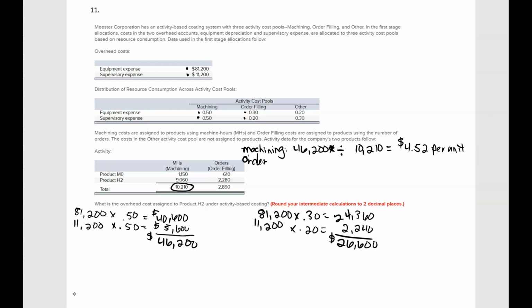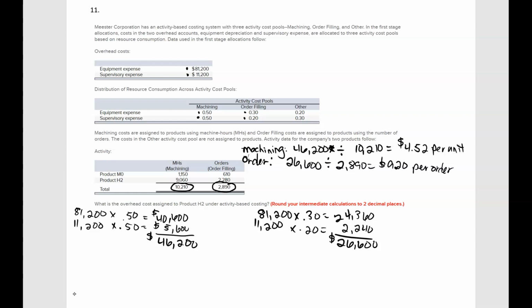Then the order filling. Take the 26,000 we calculated and divide it by the total orders. $920 per order. Oh, I'm sorry, $9.20.